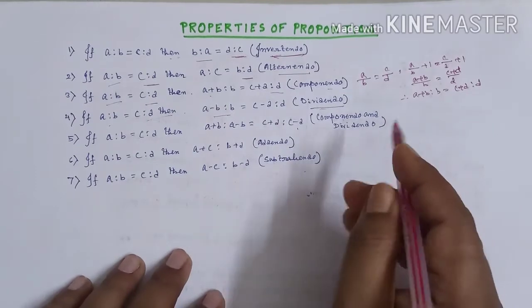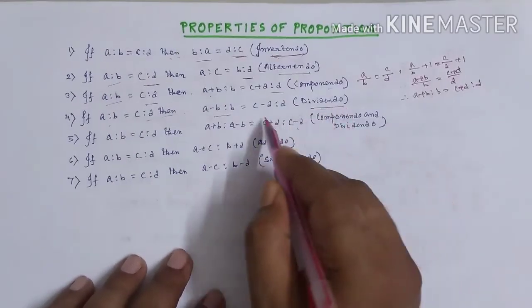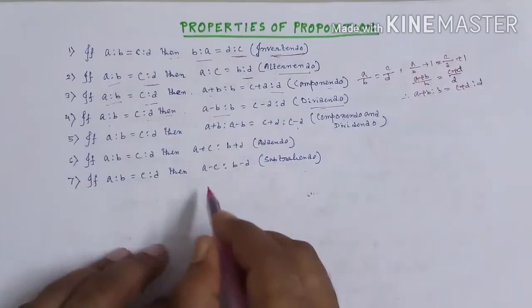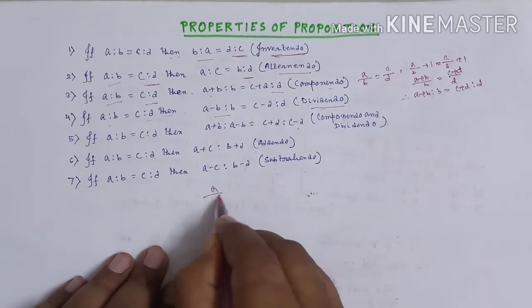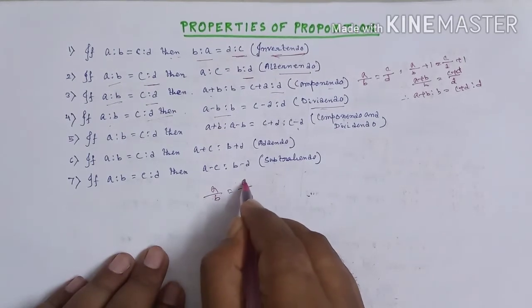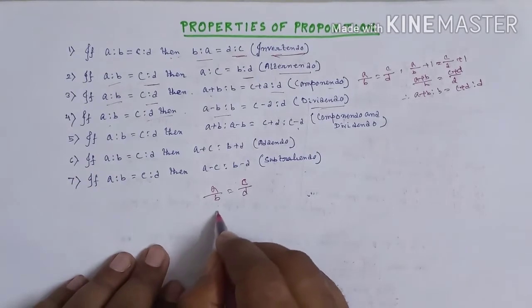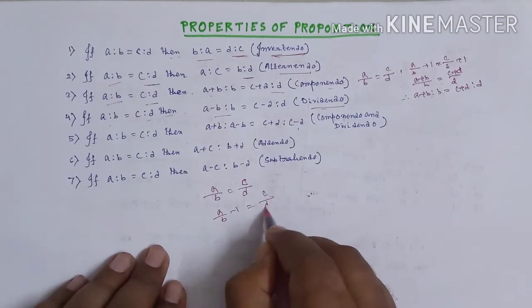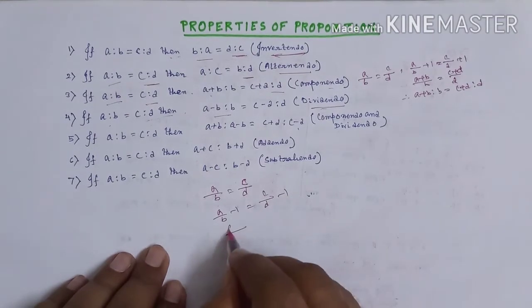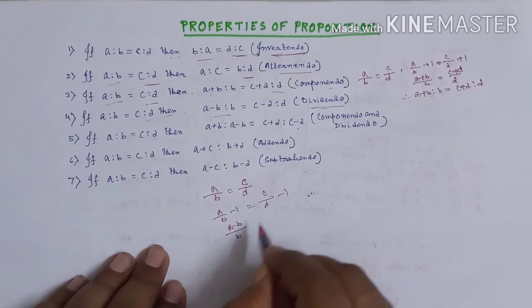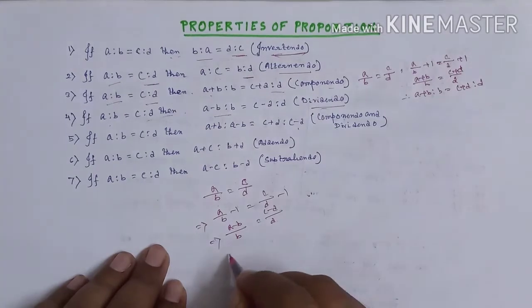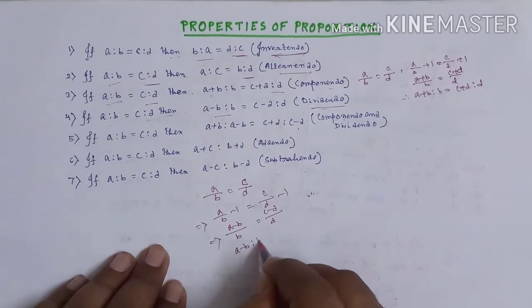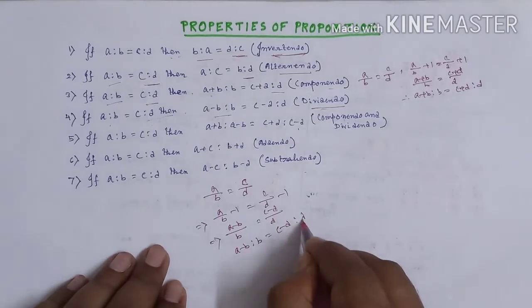So now let's discuss the method of dividendo. What is dividendo? A, B, C, D are in proportion. Then we can say that A by B equal to C by D. Just we add minus 1 on both sides. A by B minus 1 equal to C by D minus 1. Then we get A minus B by B equal to C minus D by D. Then we can say A minus B is to B equal to C minus D is to D.